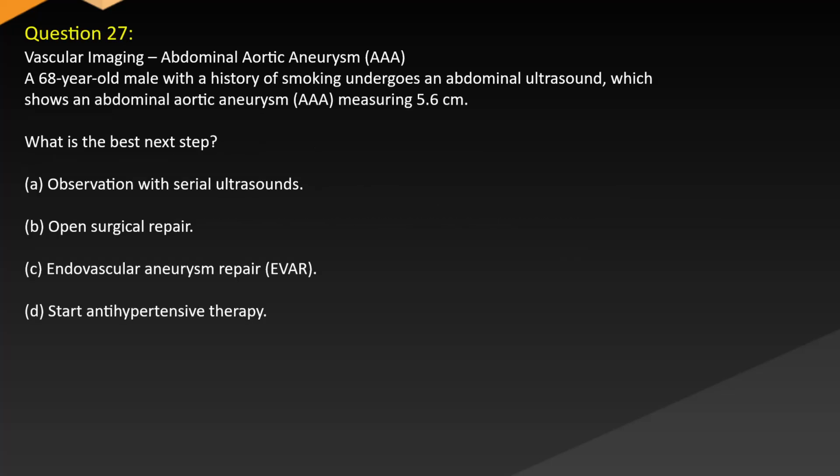Question 27. Vascular imaging. Abdominal aortic aneurysm. A 68-year-old male with history of smoking undergoes an abdominal ultrasound which shows an abdominal aortic aneurysm measuring 5.6 centimeters. What is the best next step? A. Observation with serial ultrasounds. B. Open surgical repair. C. Endovascular aneurysm repair, or EVAR. D. Start antihypertensive therapy.